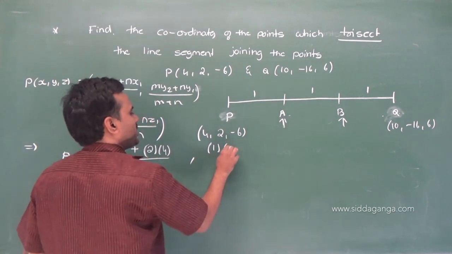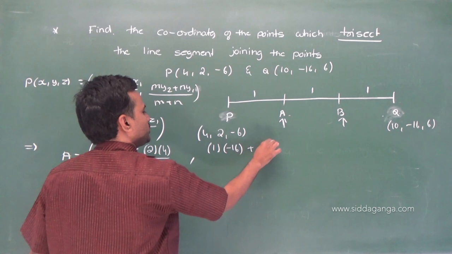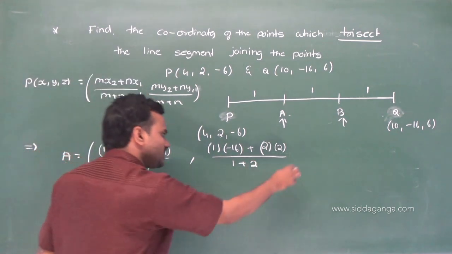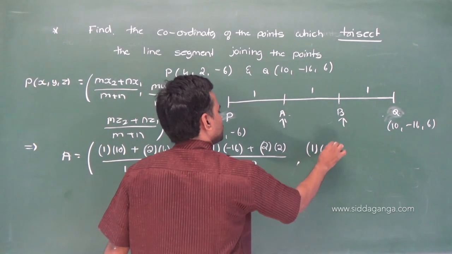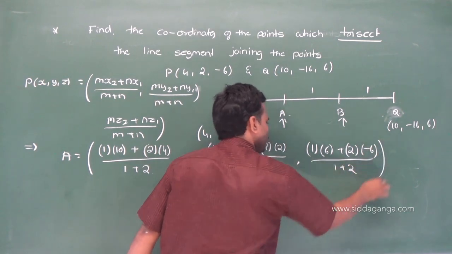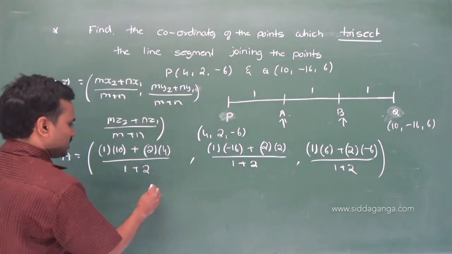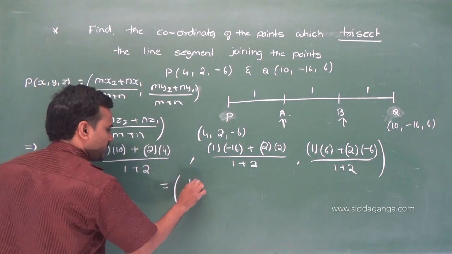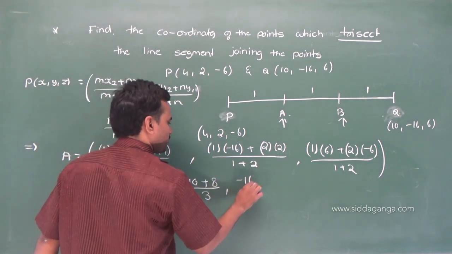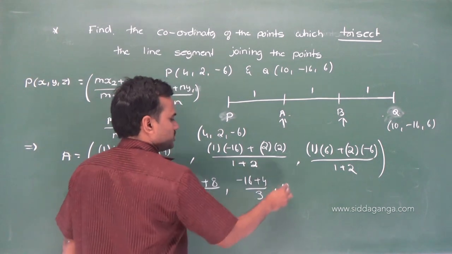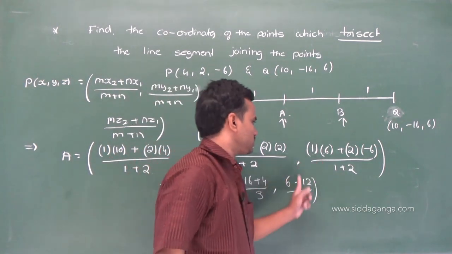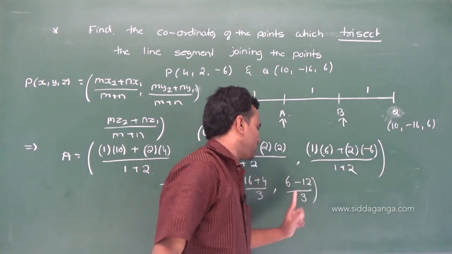1 times y2, minus 16, plus 2 times y1, 2, divided by 1 plus 2. The z coordinate: 1 times z2, 6, plus 2 times minus 6, divided by 1 plus 2. Okay, now we substitute all the values and calculate. That implies 10 plus 2 times 4, 8, divided by 3, minus 16 plus 4 divided by 3, correct? 6 minus 12 divided by 3, correct?